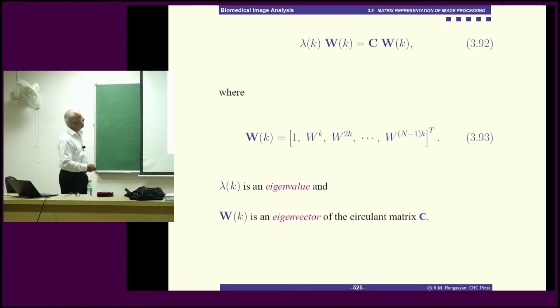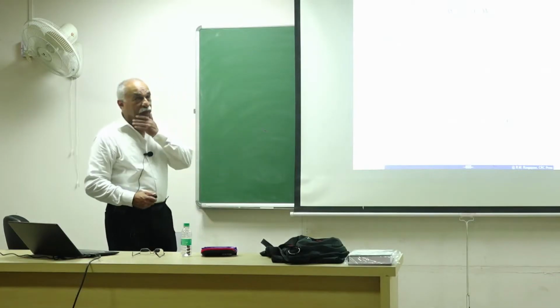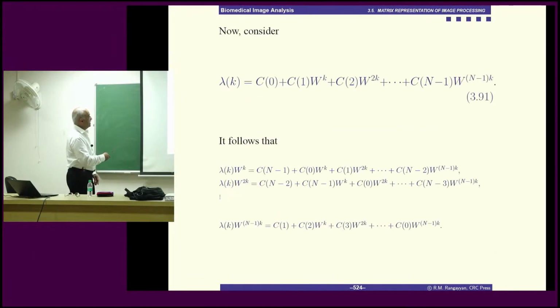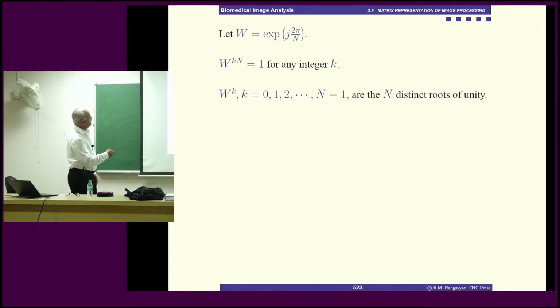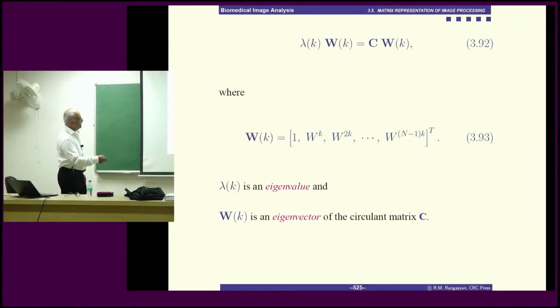So this can be represented as lambda k times the vector of W to the k equals C times the vector of W to the k. C is that circulant matrix. The vector of W to the k is the series of these coefficients. We haven't written it there, it's actually here, that series of values. With this formulation, lambda k is an eigenvalue and the vector of W to the k is an eigenvector of this circulant matrix C.